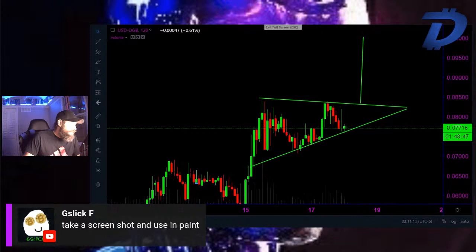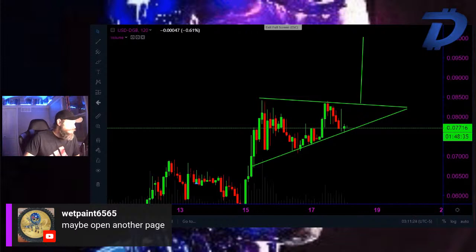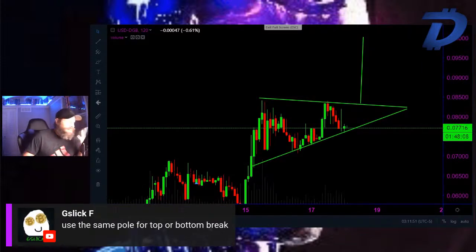Take a screenshot and use it in Paint. You mean like save it? Maybe open another page. Yeah, man, Bitrix has gotta have something. Oh, you mean to save it? No, Bitrix resets. It resets, man. I've been live doing this, and Bitrix just resets the charts back to stupidity. It has like a timing out thing. Maybe I need to turn off a timeout thing.